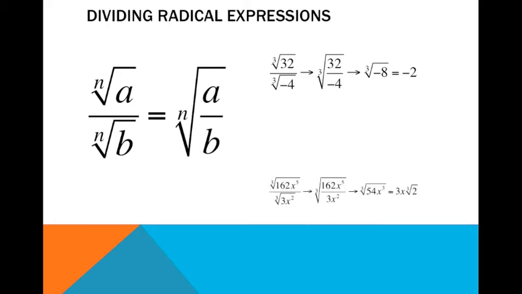Next, we're looking for the cube root of 162x to the 5th power over 3x squared, which simplifies to become the cube root of 54x cubed, which equals 3x cube root 2.